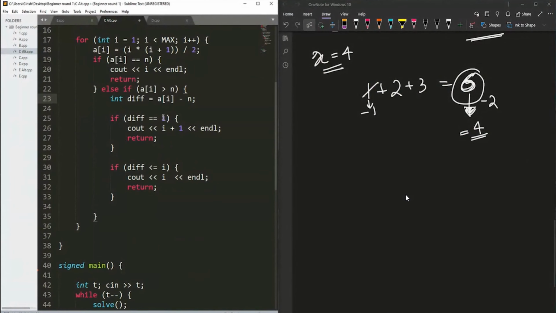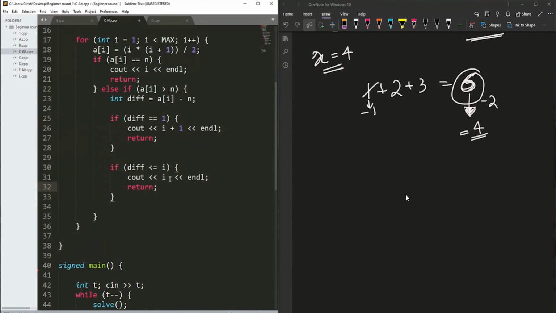So if the difference is equal to 1, then what will I do? I cannot subtract. So what will I do? I will just increase my i, and that will be my answer. I hope everyone understood this. This was the main logic. And if the difference was less than or equal to the target, I will just print i.